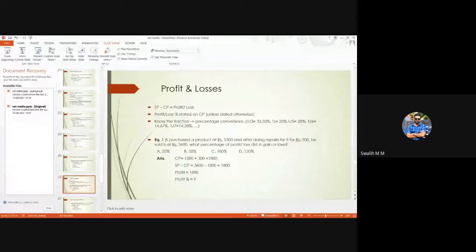Now, another thing you need to know is fractions into percentages. This would help not only in profit and loss questions, but in other areas as well. 1 by 3 is what percentage? 33.33. 1 by 4 is 25%. 1 by 5 is 20. 1 by 6 is 16.66. And likewise, up to 1 by 10, 1 by 15 and all, if you know, well and good. I'll move on to the first question.